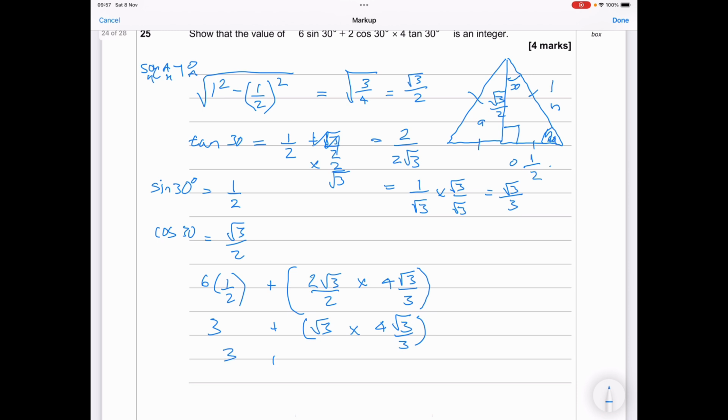So it's 3 plus 12 over 3, which is 4. Root 3 times root 3 is 3, so it's 4 times 3 over 3, which we know is 4. So 4 plus 3 is 7. And that's how you do the last two questions on that paper.